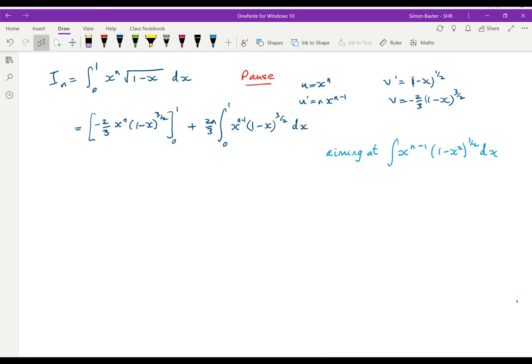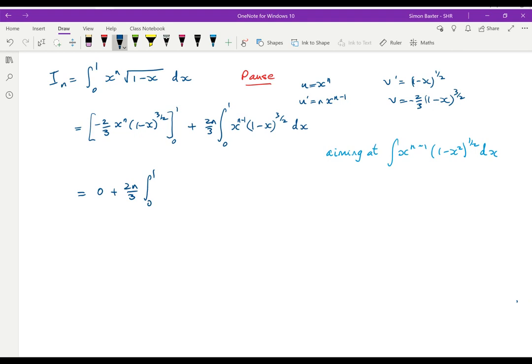And now you can see why I said that you shouldn't ignore the limits. If we put x equal to 1 in this bracket, we get 0. If I put x equal to 0, we get 0. So that first term just becomes 0. Plus 2n over 3 integral 0 to 1.